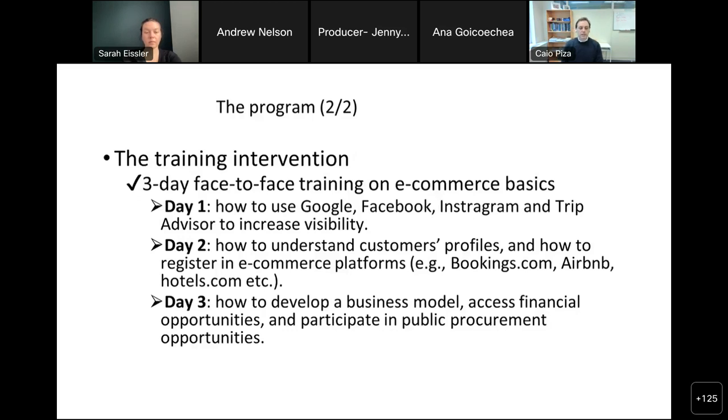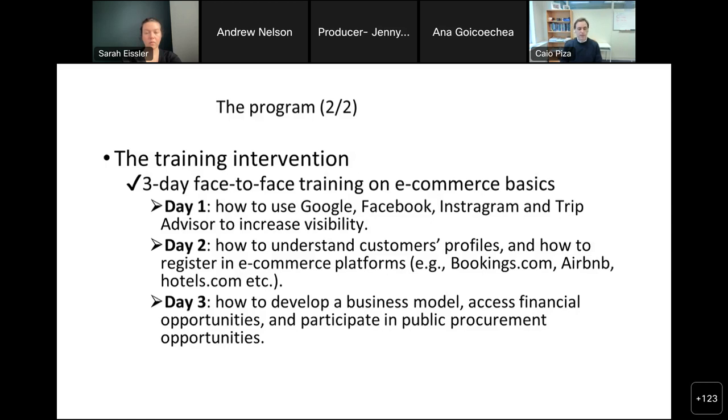So here the training intervention was a 3-day face-to-face training on e-commerce basics. Day one, for example, the businesses that joined the intervention learned how to use Google, Facebook, Instagram, all these platforms, to increase visibility of their own businesses, what they do, what they sell, and so on.